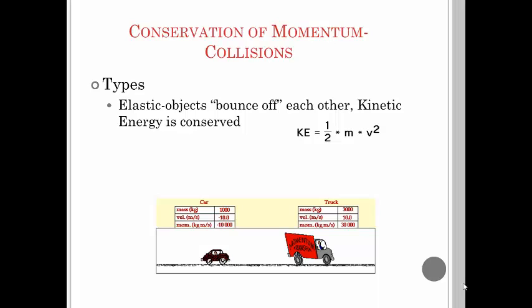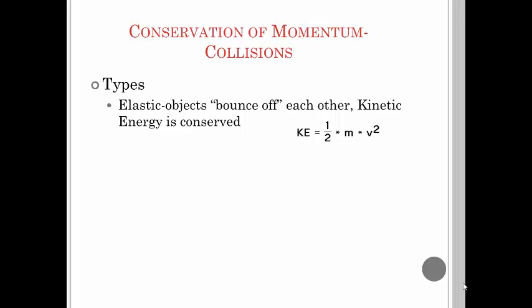When objects collide, we typically put them into two different categories. One type of collision is an elastic collision, and that's a case where the objects are going to bounce off of each other. If you watch that animation at the bottom of the screen, you can see that those cars are involved in a collision. The small car bounces off of the moving truck. One condition for an elastic collision is that kinetic energy is conserved. Kinetic energy is simply the energy of motion and is shown by that equation on the screen.